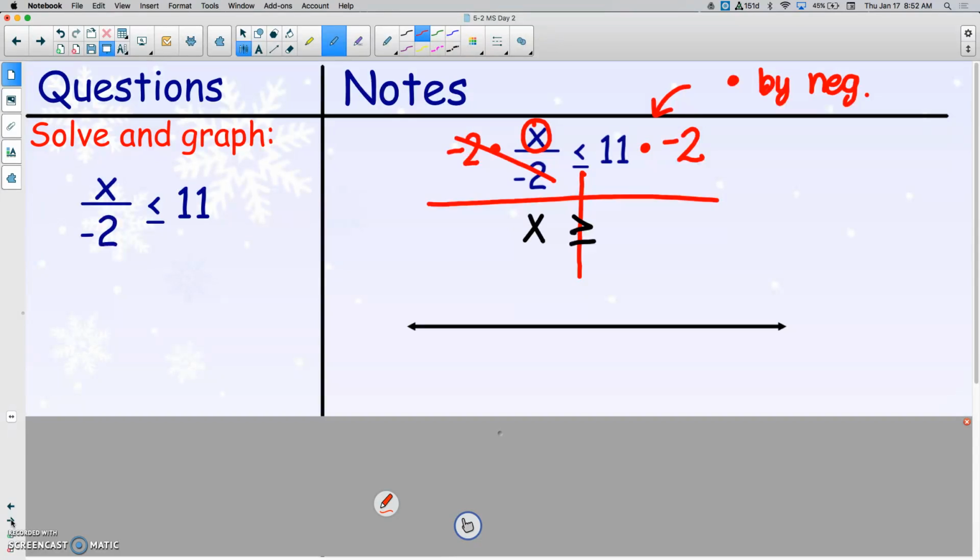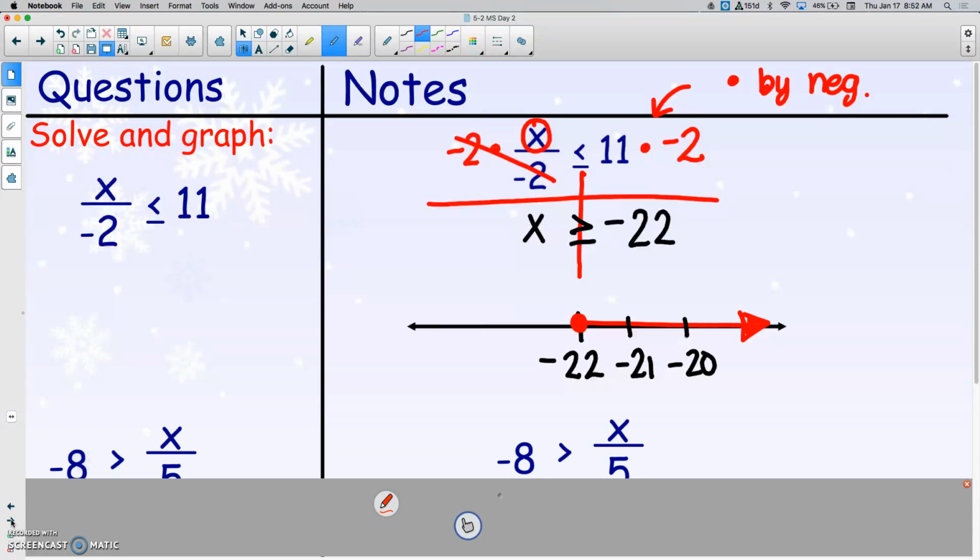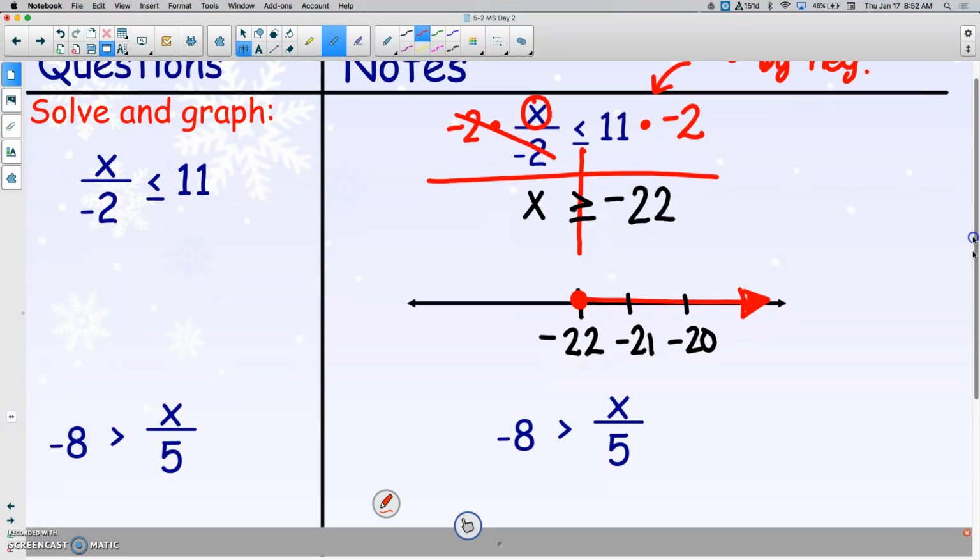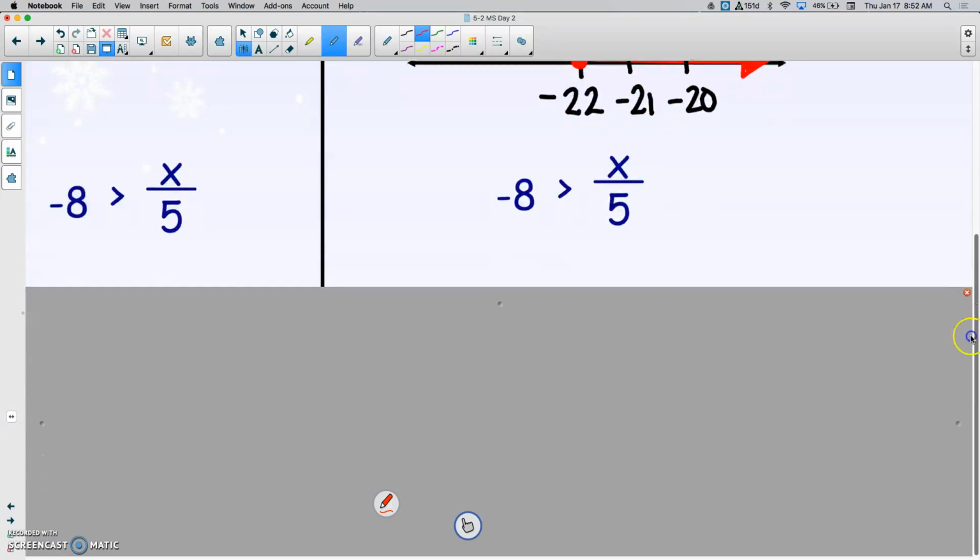Bring down the variable x. 11 times -2 is -22. So -22. My greater than or equal to symbol means a closed circle going to the right. Two numbers that are to the right of -22 are -21 and -20 because I'm getting closer to 0. Second example.